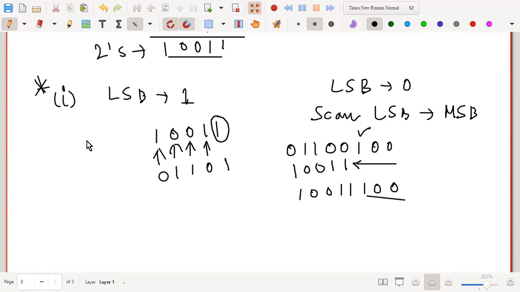I mean, this is how you convert the 1's complement to 2's complement. All right. So with this, we come to the end of today's discussion. So we will stop here.